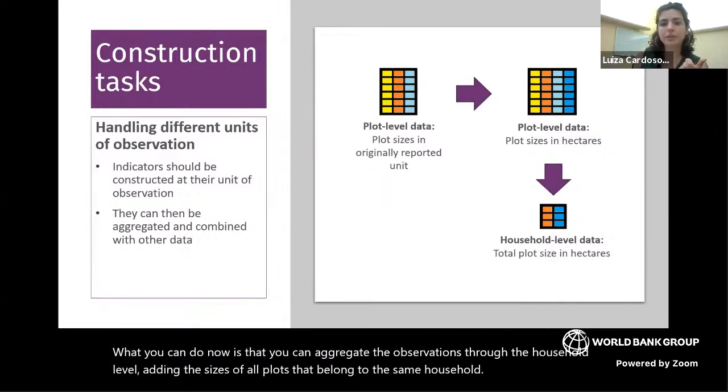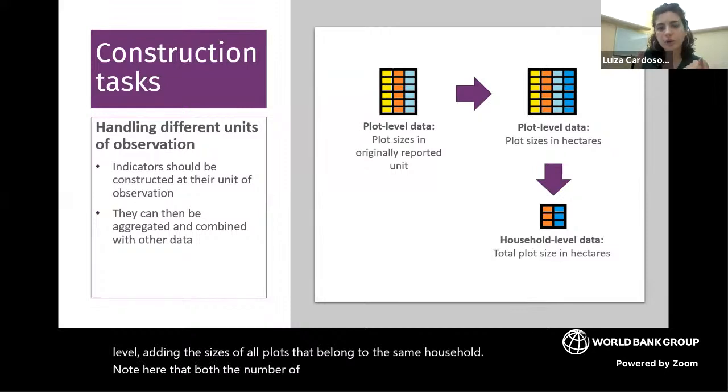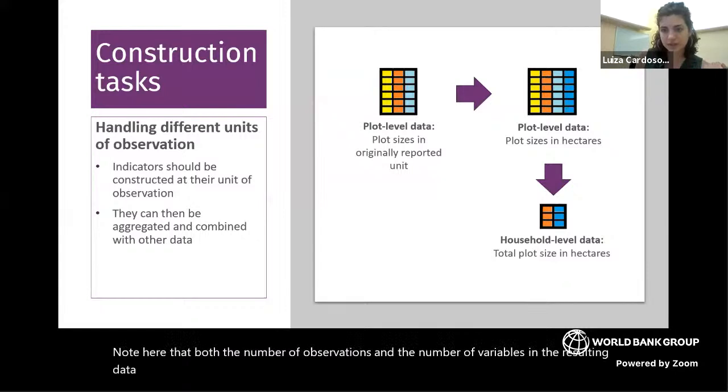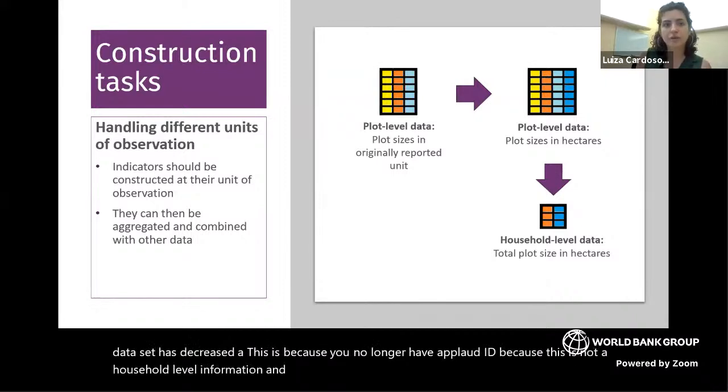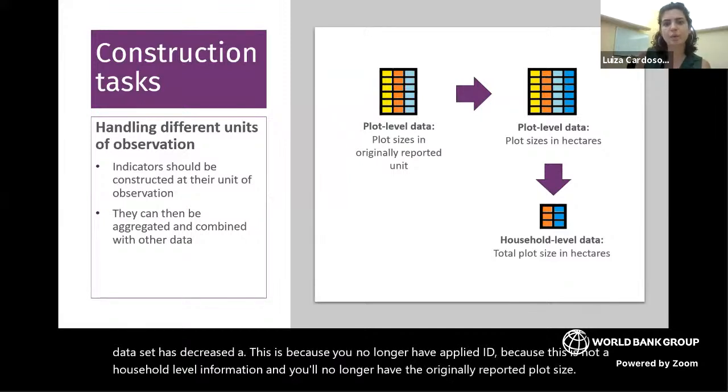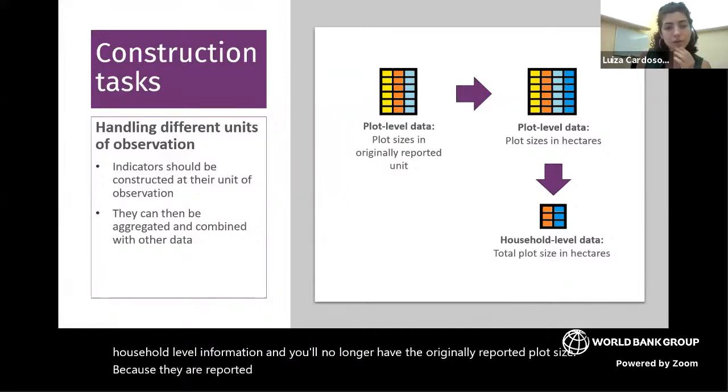Note here that both the number of observations and the number of variables in the resulting data set has decreased. This is because you no longer have a plot ID, because this is not household level information, and you no longer have the originally reported plot size because they are reported in different units and they cannot be aggregated.